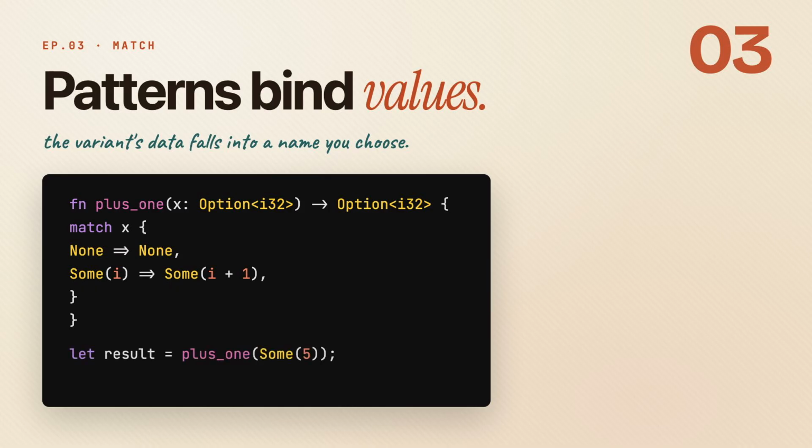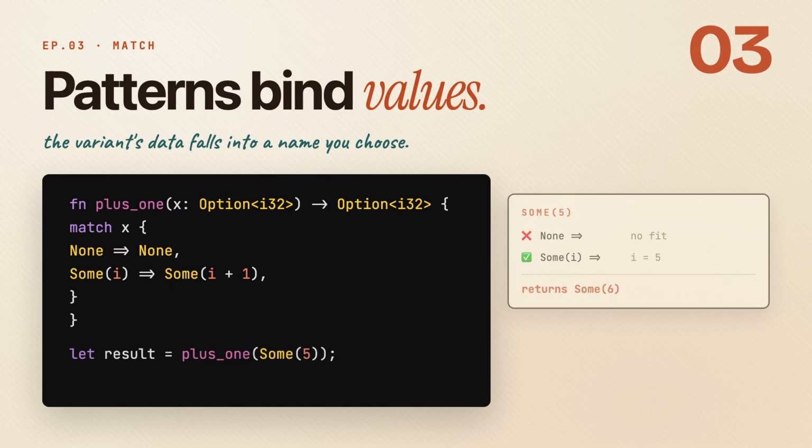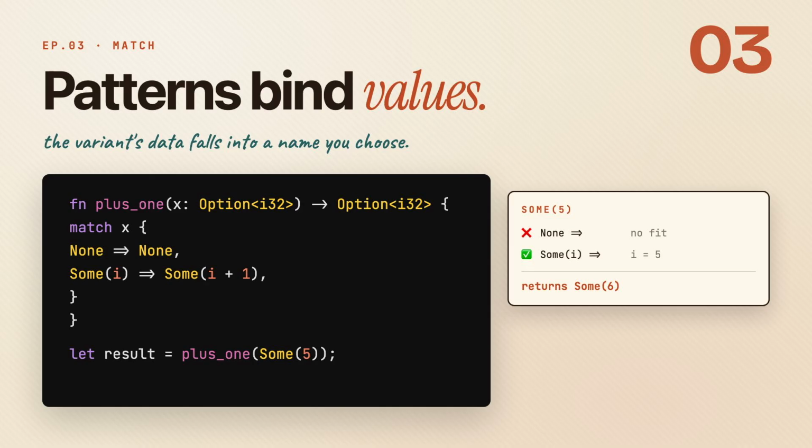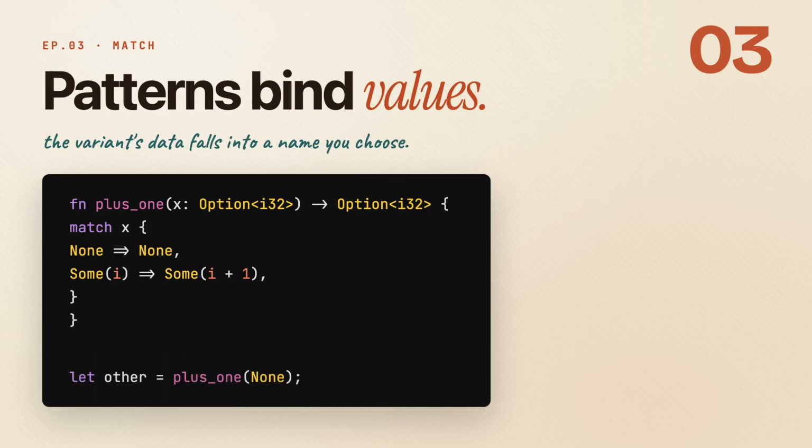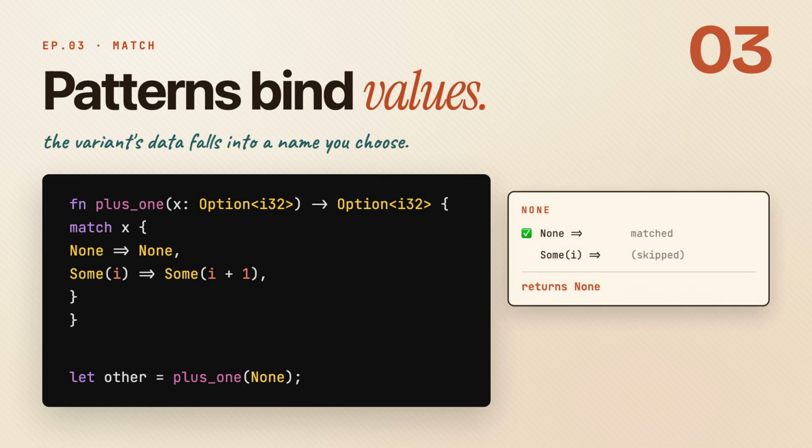The match looks at the first arm, None. Does it fit? No. Second arm, Some(i). Does it fit? Yes. And i is now 5. The right side runs, and i plus 1 is 6. Returns Some(6). Call it with None. First arm, None, yes, it fits. The right side runs, which is just None, returns None, and the Some(i) arm never even looked at. Match arms do not just branch, they pull data out into names you can use.